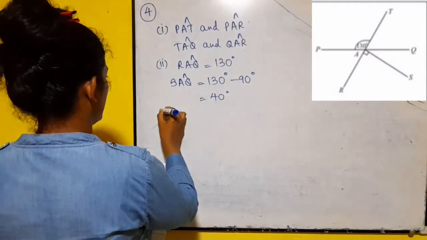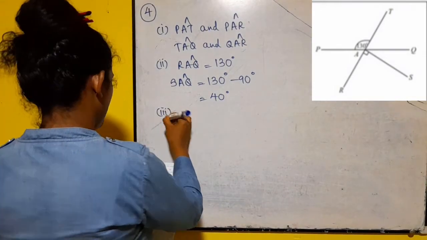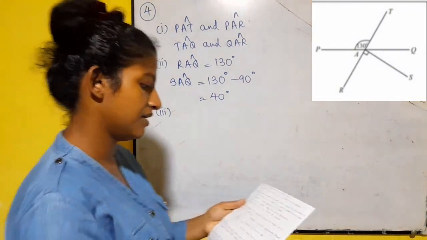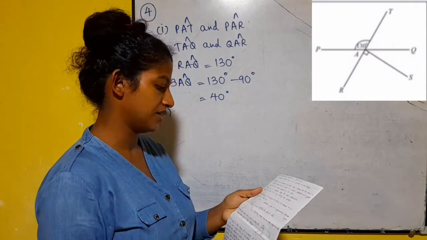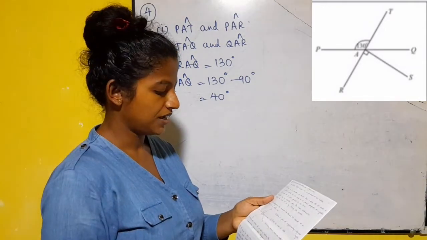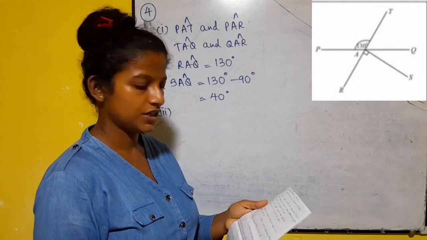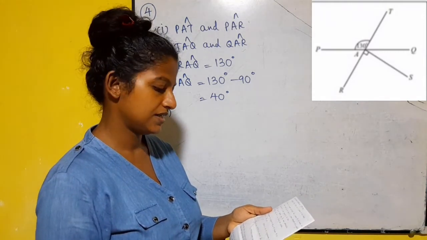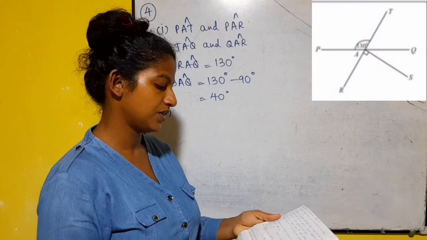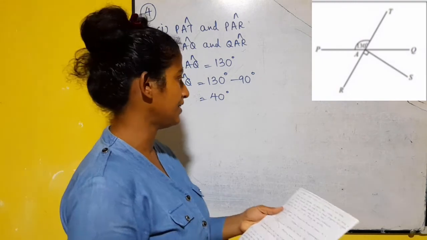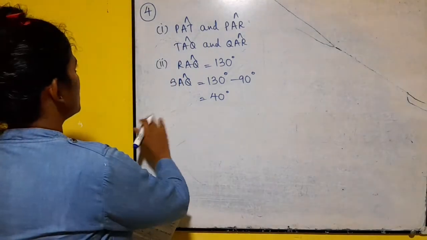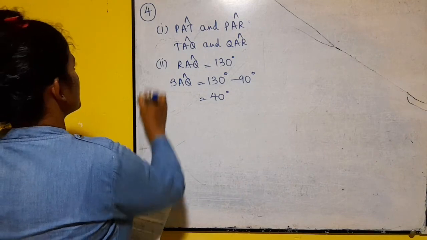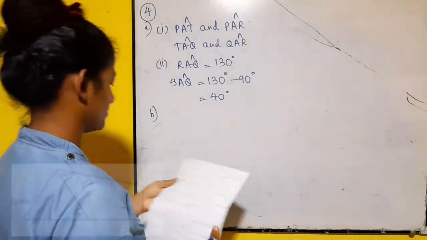Then third question. Giving reasons, name an angle equal to PAR. For PAR, PAQ is an equal angle because they are vertically opposite angles. That is the reason here. As vertically opposite angles, they are equal in magnitude. Then B part. This is part A.